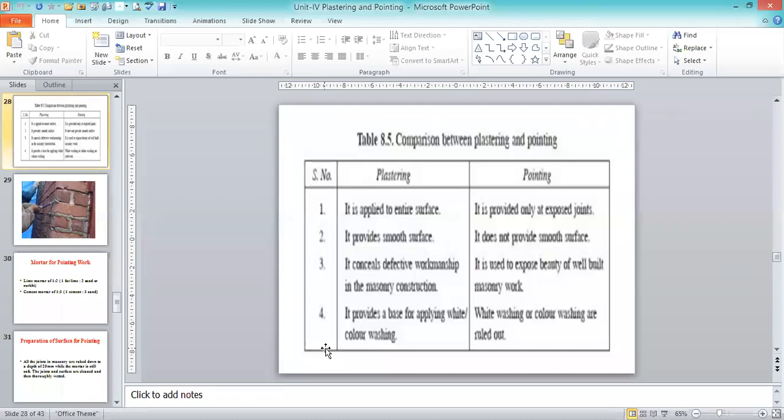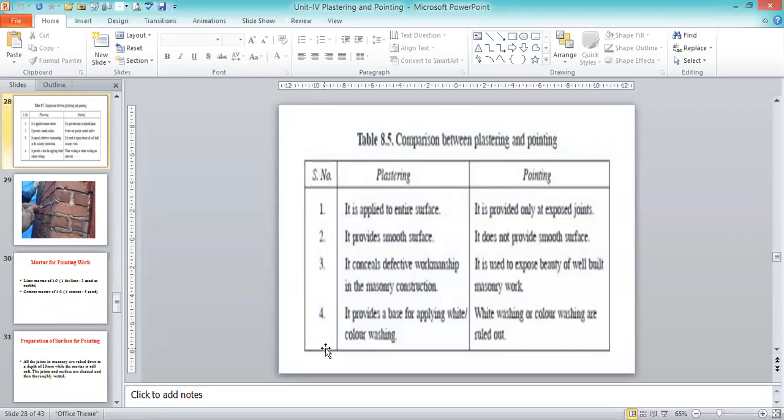Pointing is provided only at exposed joints. It is limited or restricted only to the joints, not the entire surface. The entire surface is not required in pointing. The entire surface is covered by either the brick or the stone. Wherever the joining parts are there, only in the joining depth do we provide the pointing.